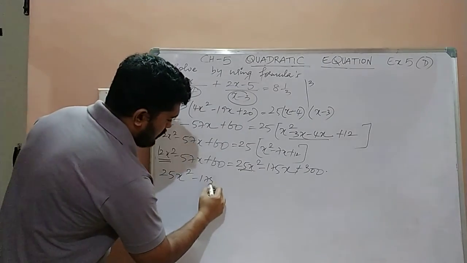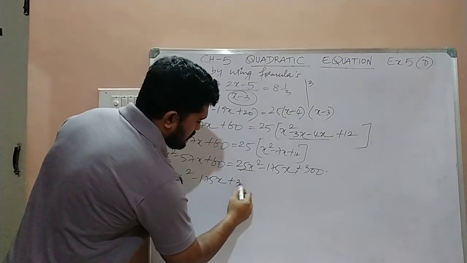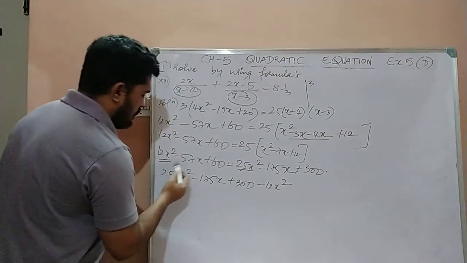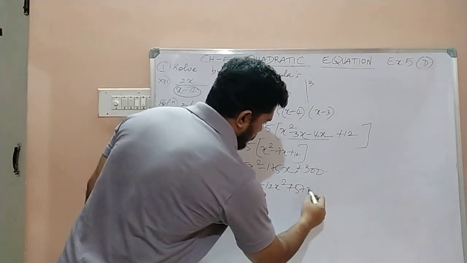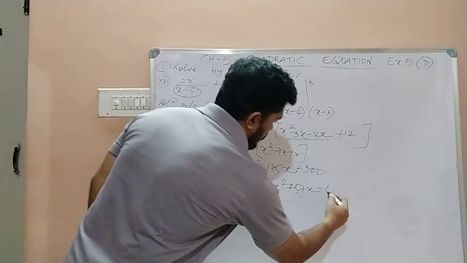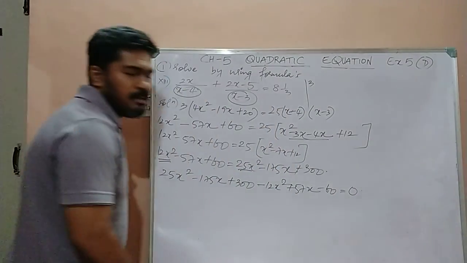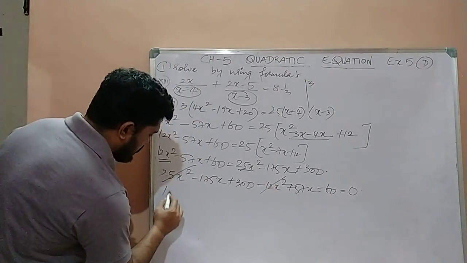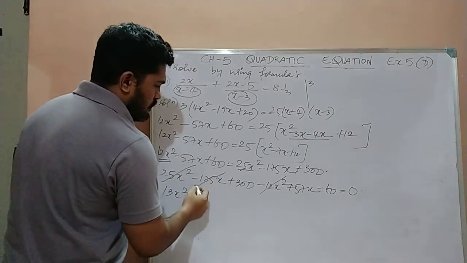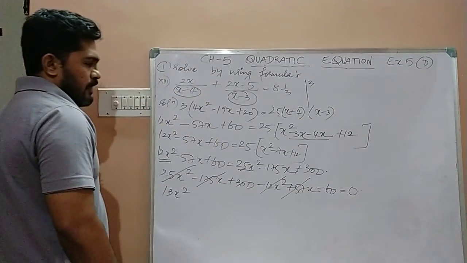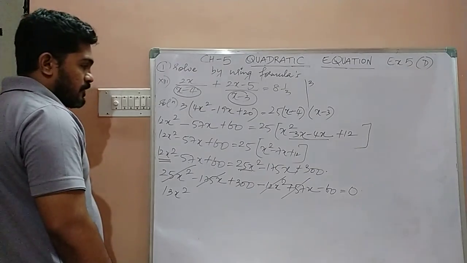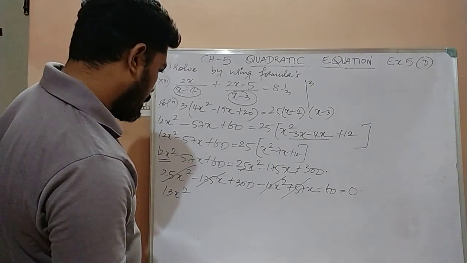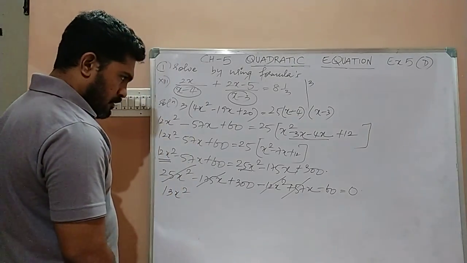25x square minus 175x plus 300. This will become minus 12x square, this will become plus 57x, and this will become minus 60, which is equal to 0. Now 25x square minus 12x square is 13x square, minus 175x plus 57x. How much is it? 175 minus 57. 175 minus 57 is, I think, 118. Correct?